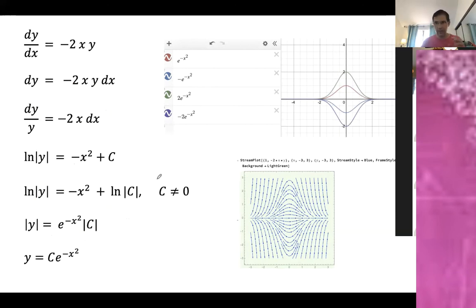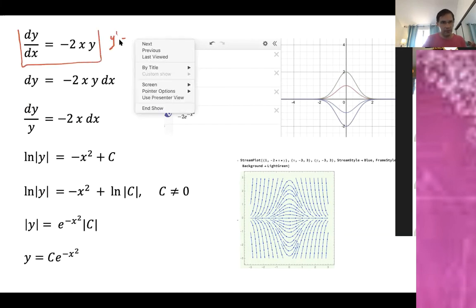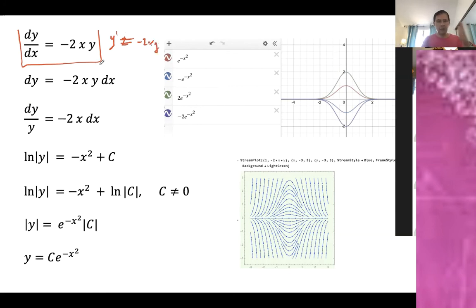So let me say again, we just did this, but I have written everything so that you can look at this maybe later. The differential equation was this. In other words, the same as y prime is equal to negative 2xy. Okay, so multiply both sides of this equation by dx. That will give you dy equals negative 2x dx. And then divide both sides of this equation by y. Then I'll get dy by y equals this.